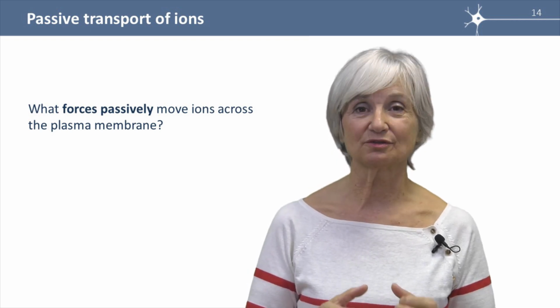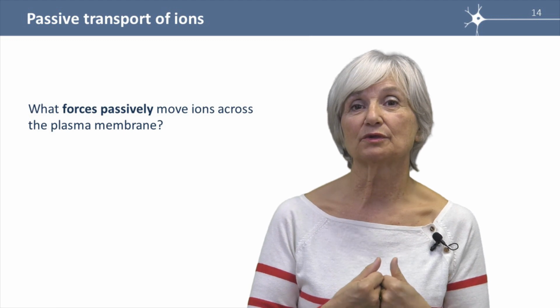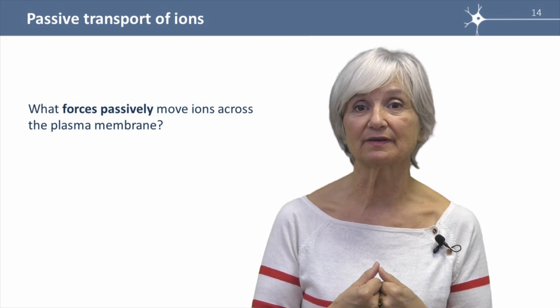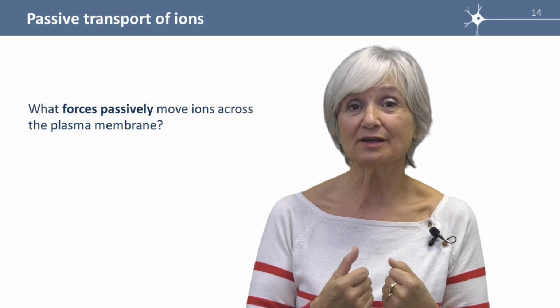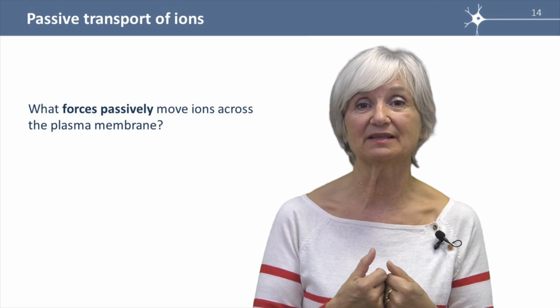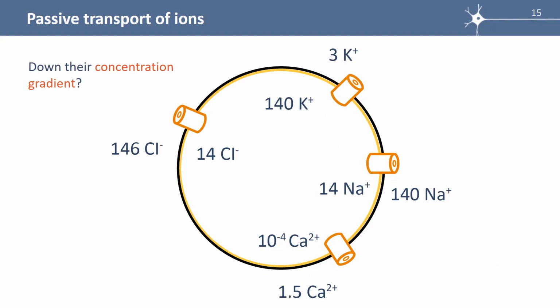Ions cross the neuronal membranes. Even if this transport, referred to as passive, requires no energy, forces are required to move the ions. What are these forces that make the ions move across a cell membrane? One of the two forces that make the ions move is the one due to the concentration gradient.